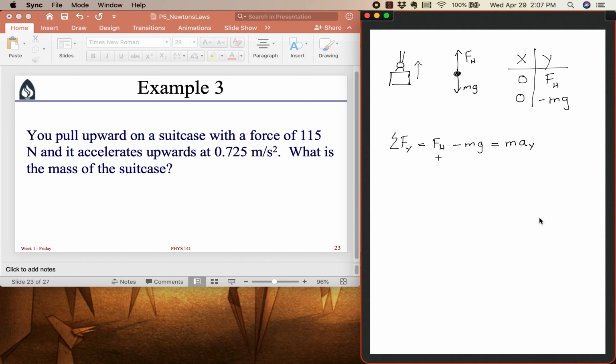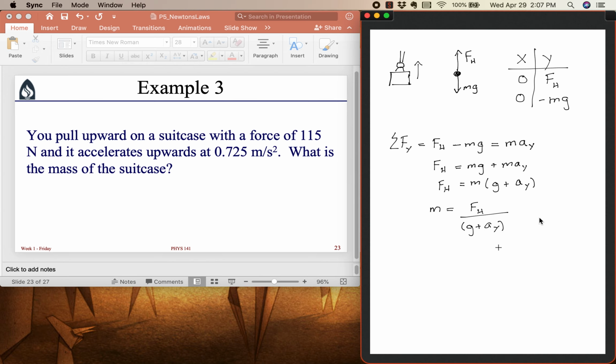So I'll add mg to both sides, which gives me the force of the hand is equal to mg plus the mass times the acceleration in the y direction. I'm solving for the mass, so I'll factor it out of these two terms. So mass times g plus acceleration in the y direction is equal to the force exerted by the hand. And then finally, I can divide both sides of the equation by g plus ay, and the mass of the suitcase is going to be the force exerted by the hand divided by g plus ay.